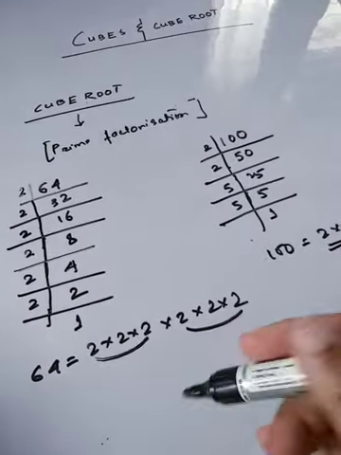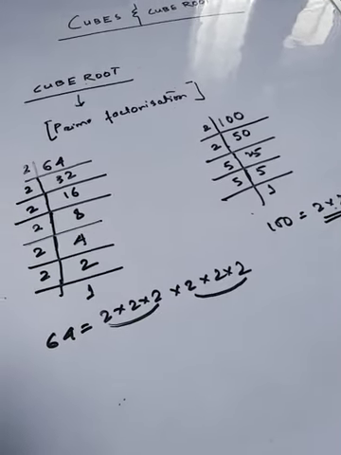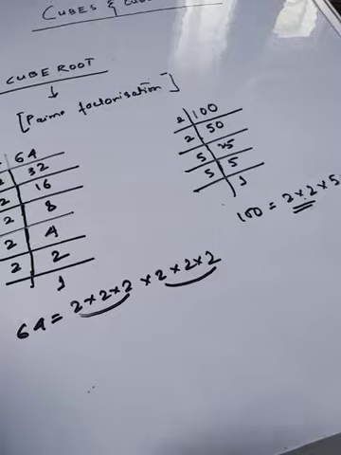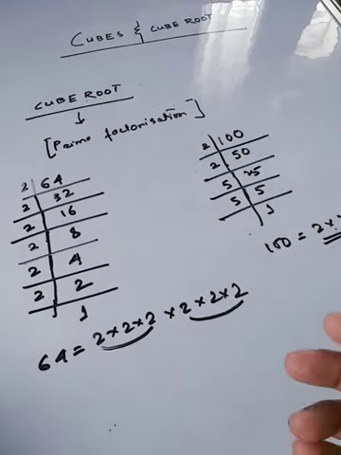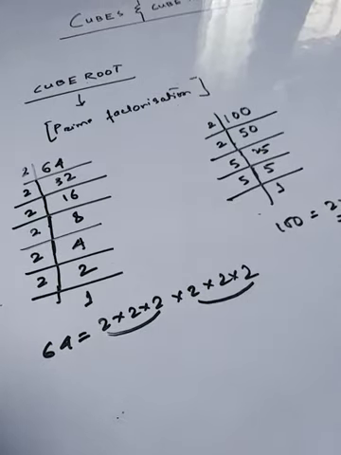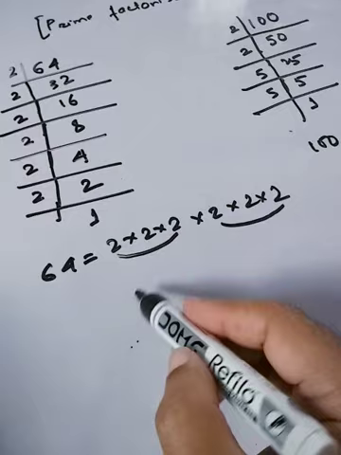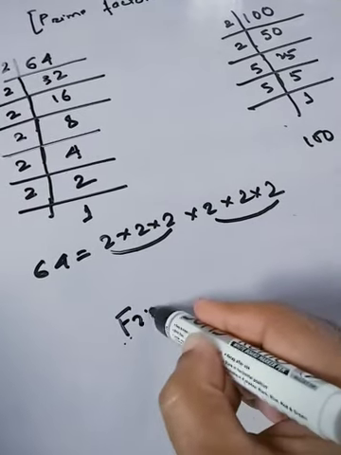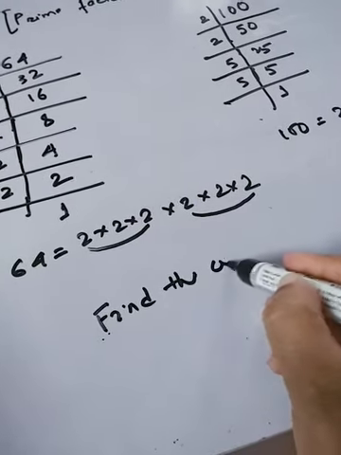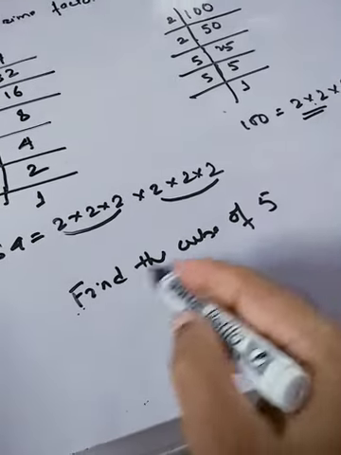Now, how will the question come, that is the main thing. The first basic question is that you would be provided some particular number and you would be asked whether this number is a perfect cube or not. Or else, the easiest part, in the question paper it will be asked, find the cube of 5.